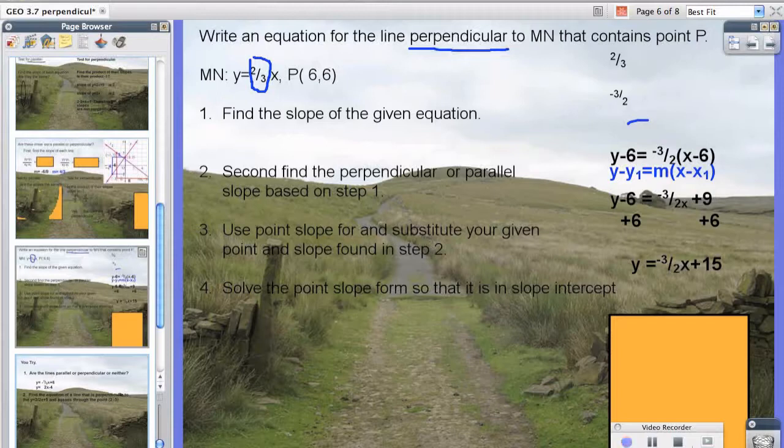One more thing to note. As you go through and you're determining if lines are parallel, perpendicular, or neither, again, we check to see if they're parallel, and if they're not parallel, we check to see if they're perpendicular. If it's not parallel or perpendicular, then obviously the answer is neither.